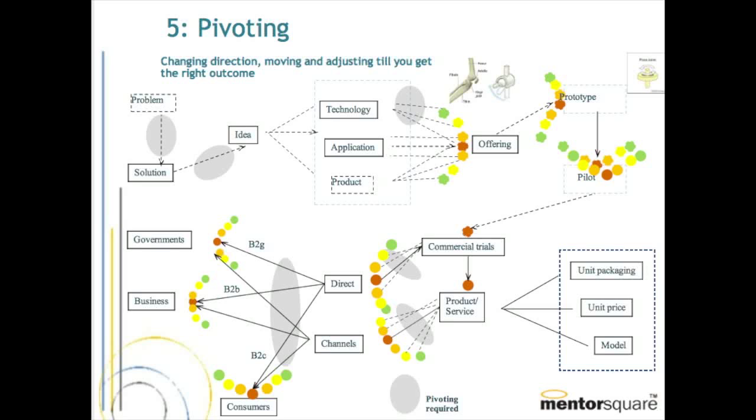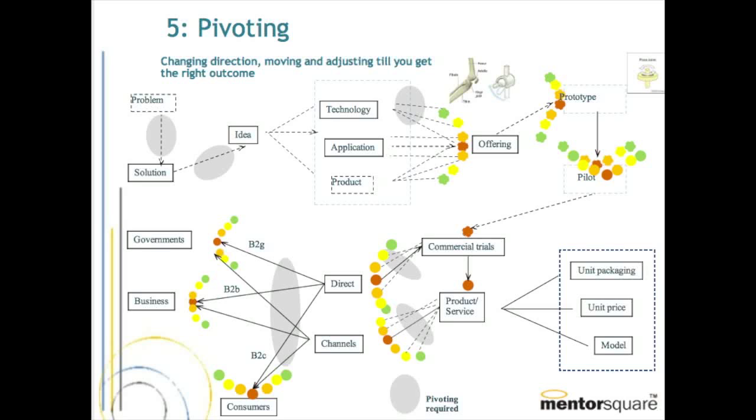Sometimes the entrepreneurs find it very difficult to understand what is lacking in their plan, as a result of which their plan has been rejected for funding. They fail to understand what it is. And here we are trying to tell you that it is the concept called pivoting, which you have probably not done, and that's why your plan is rejected. So what is pivoting? Pivoting is changing direction, moving and adjusting till you get the right outcome.